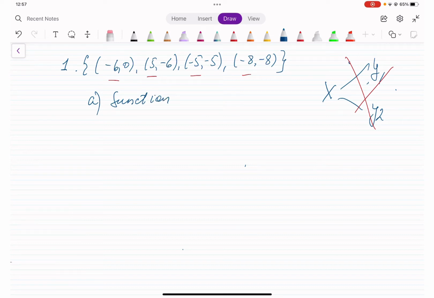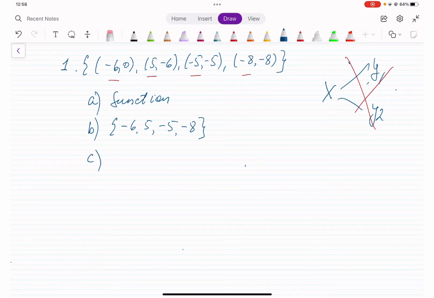Next, B. What is the domain? Every single x, the value of x, is the domain. In this case, it's going to be negative 6, 5, negative 5, negative 8. I picked up all x's. And the first number is always x, the second number is always y. That's how we know that it's x and how we know that it's y, because the first position is always x.